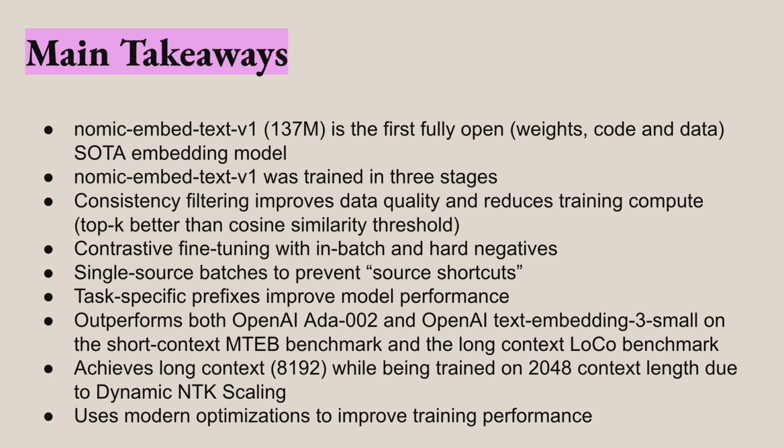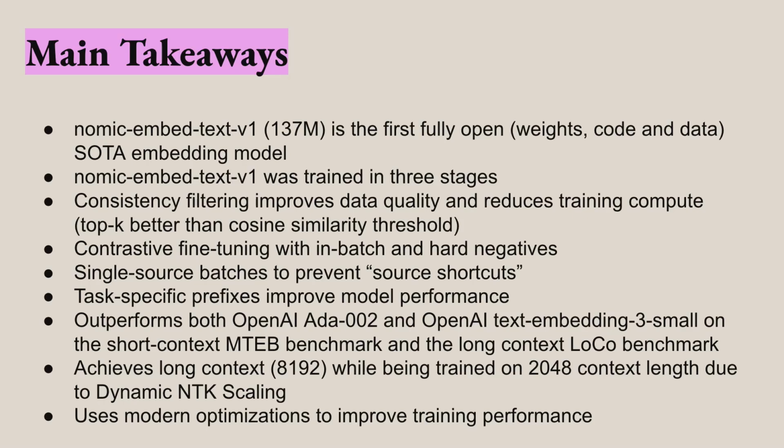So these were the 9 main takeaways I had from this report. First of all, and the most impressive one, and I think the most impactful one, is that Nomic Embed Text v1, which is a 137 million parameter model, is the first fully open in terms of weights, code, and data, state-of-the-art embedding model. This model was trained in 3 stages, and they have various other models that are related to those stages. They use consistency filtering to improve data quality and reduce training compute. And a nuance or detail is that top K was better than cosine similarity threshold, which we'll talk about.